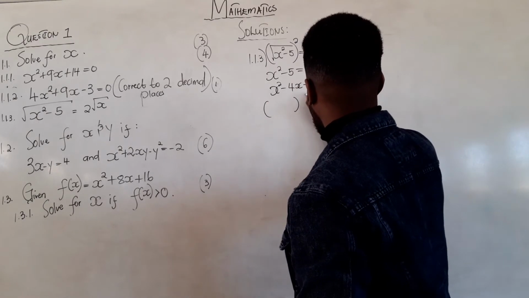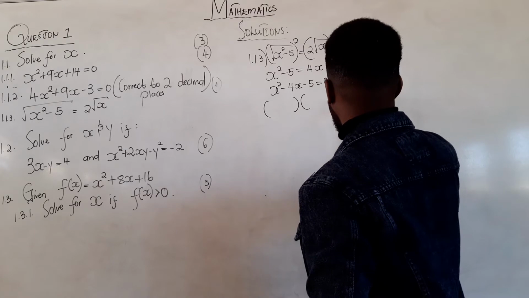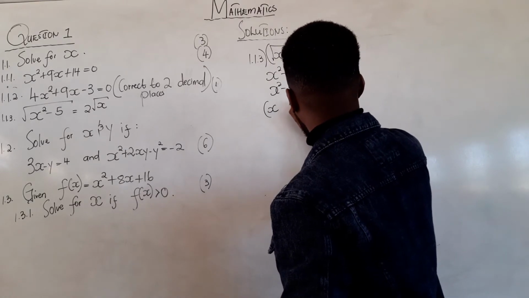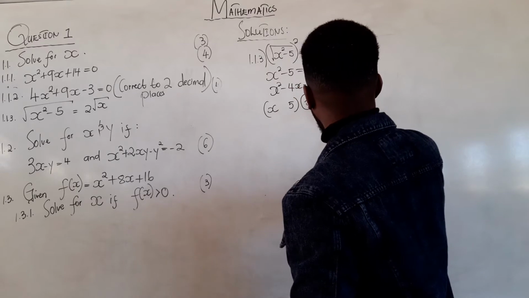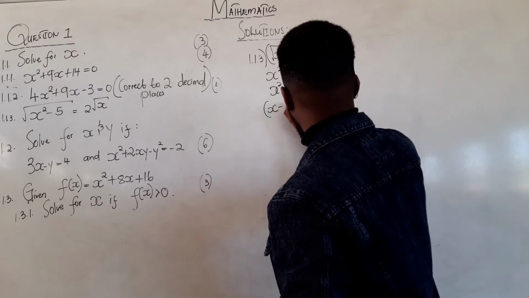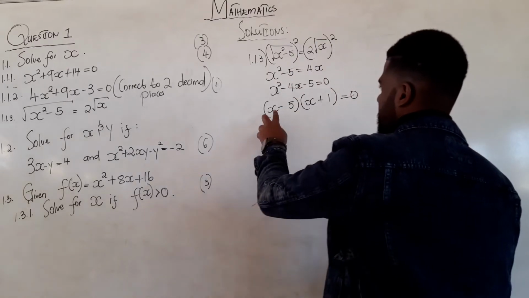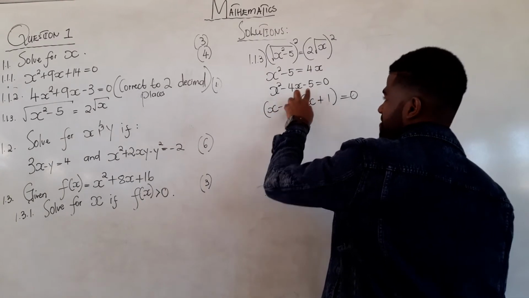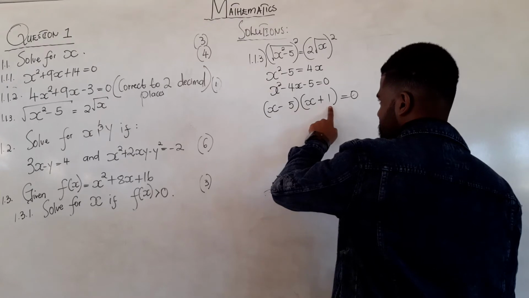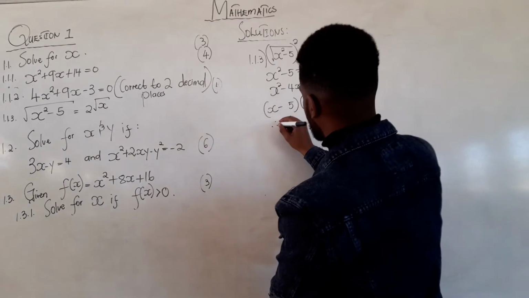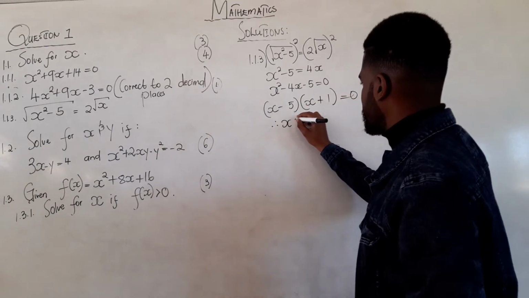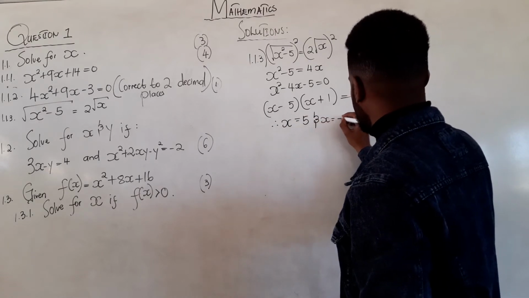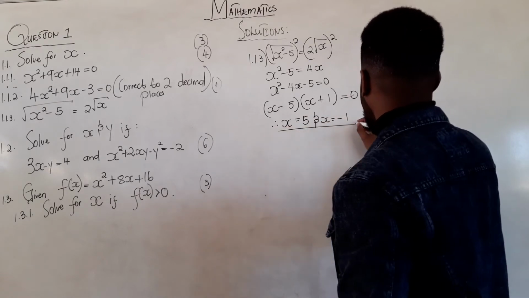Let us use our two brackets to factorize. Therefore, it is going to be x, negative 5 and positive 1. x times x will give you x squared, negative 5 times positive 1 will give you negative 5, negative 5 plus 1 will give you negative 4. Therefore, x is equal to 5 and x is equal to negative 1. And then we are done.